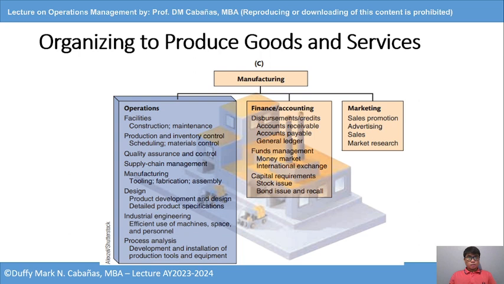Another example, this is manufacturing. The operations are many: facilities construction, maintenance, production and inventory control, quality assurance and control, supply chain management, design, industrial engineering, process analysis, right? And in finance and accounting, disbursement, credits, accounts payables, you can read all of this. And then the marketing: promotion, advertising, the sales, the market research.